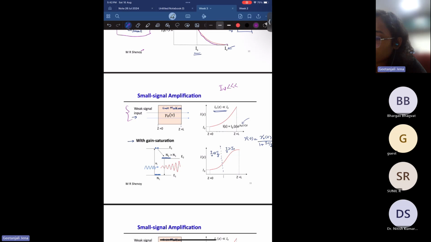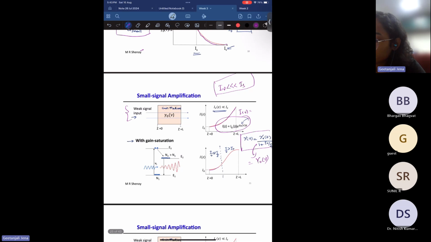So when I nu is much less than Is, what is gamma nu? Gamma nu is nothing but gamma 0 over 1 plus I nu by Is. You can write this as gamma 0, right? I nu by Is is a negligible term because I nu is much less than Is. So for this we have I nu as I0 e to the power gamma 0 z. That means the intensity will increase exponentially in the system when the intensity is much less than the saturation intensity. Now, if instead we have I nu which is comparable to or greater than Is, what will happen? Initially there is an exponential increase because I nu is much less than Is, so you can take gamma as gamma 0, and this will increase.